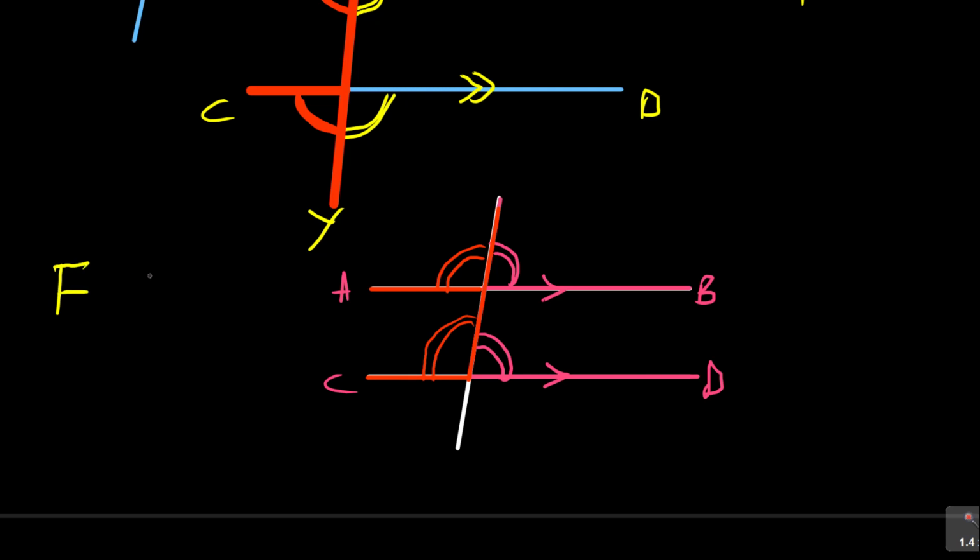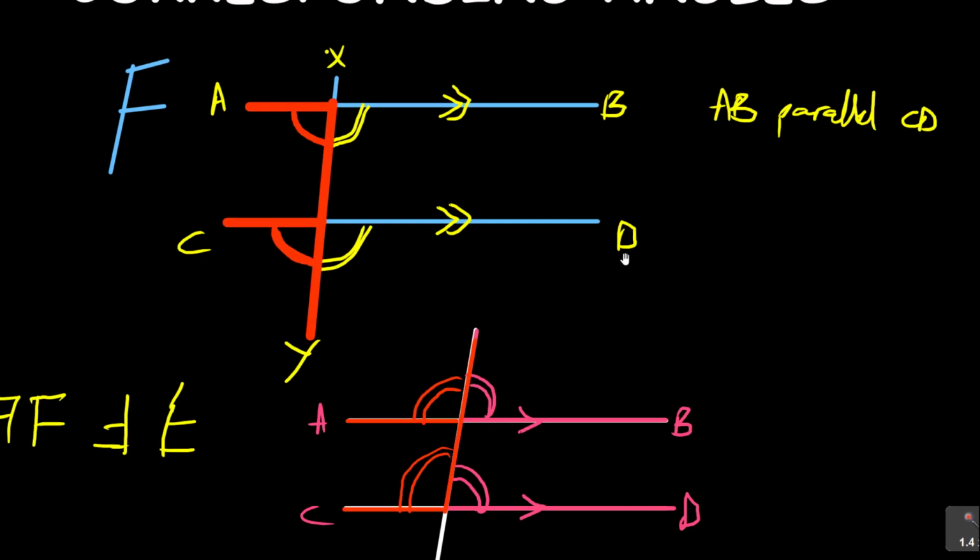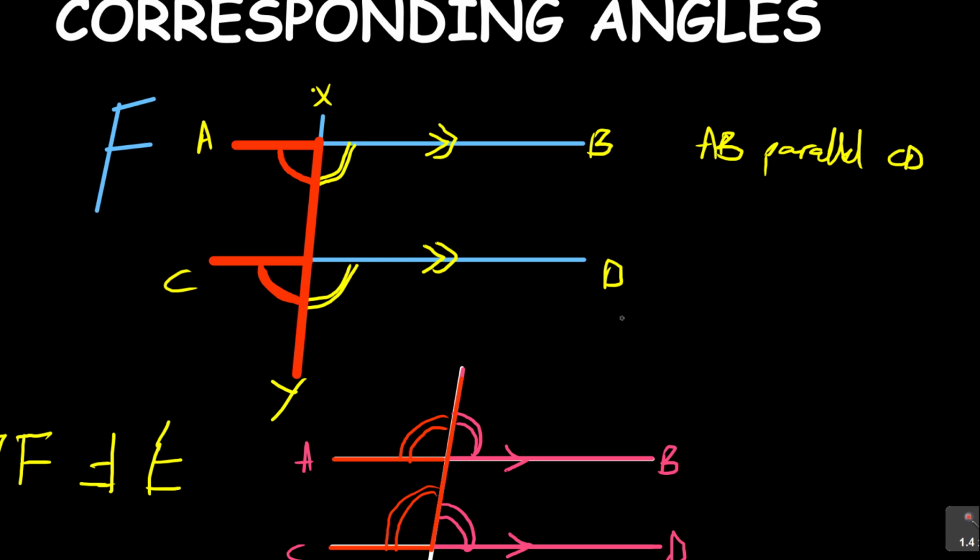It can be like that. It can be like that. It can be like these. Just different ways of getting your F. Or it can be like that. So it depends how you're forming your F, but always look for the shape of F. Corresponding angles. So what do we say? We are saying corresponding angles are equal.